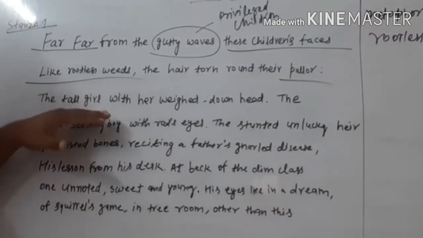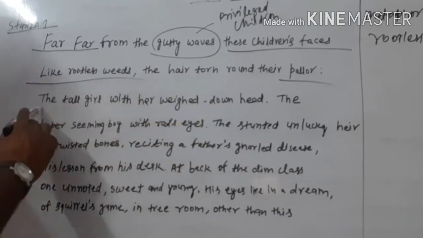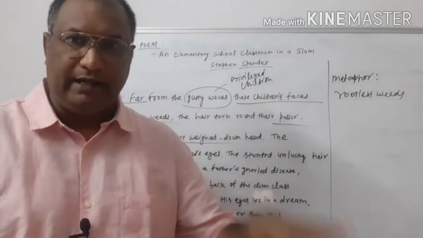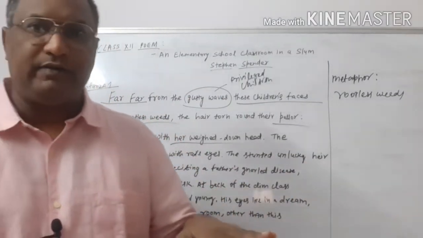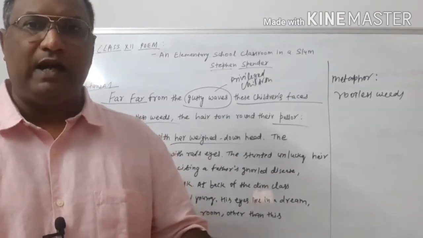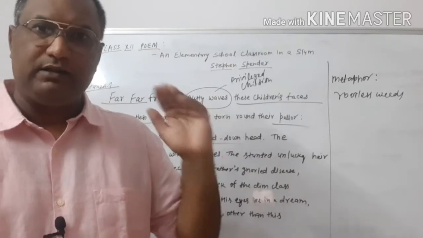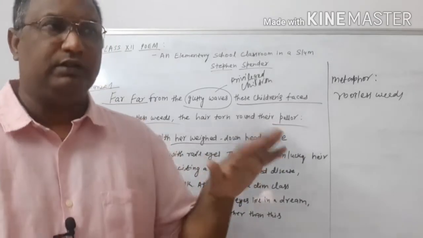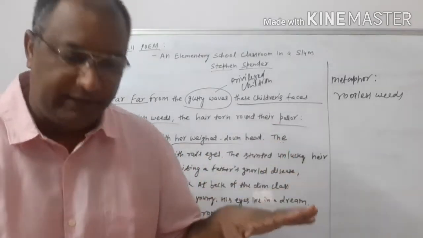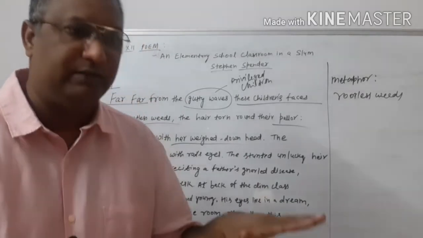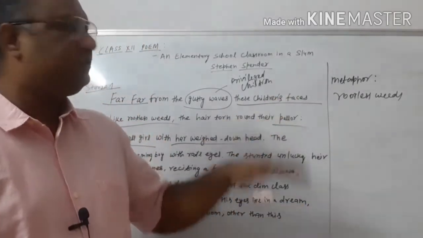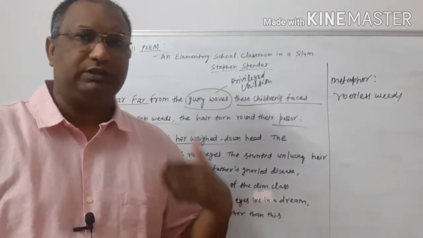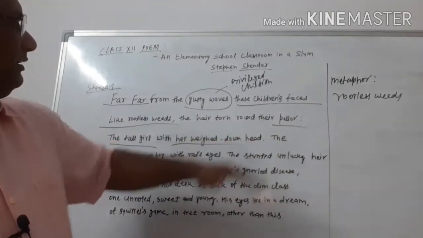So the tall girl with her weighed down head. There is a tall girl in the classroom whose head is weighed down. Why is her head weighed down? Think. Why is one's head weighed down? Because of lack of energy, because of exhaustion. We are tired. So here she is tired of poverty. She is malnourished too. So she is completely exhausted. That's why her head is weighed down.